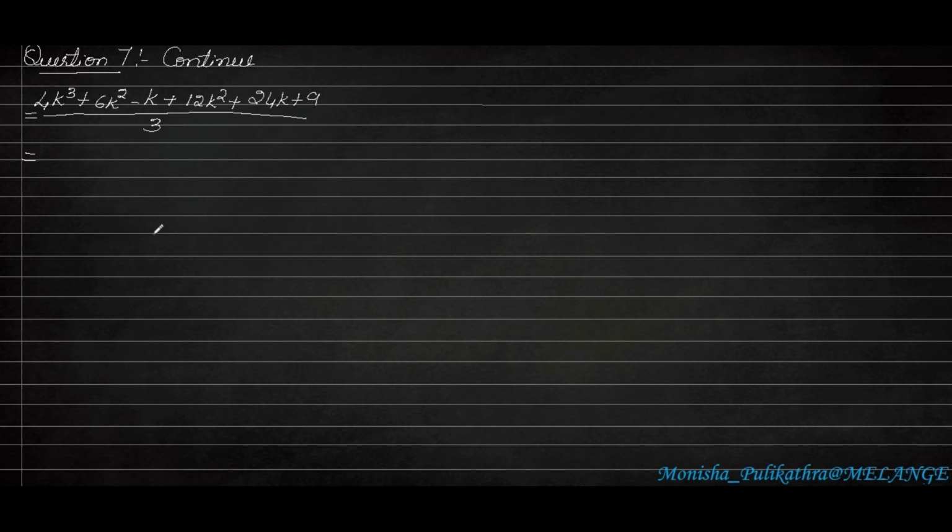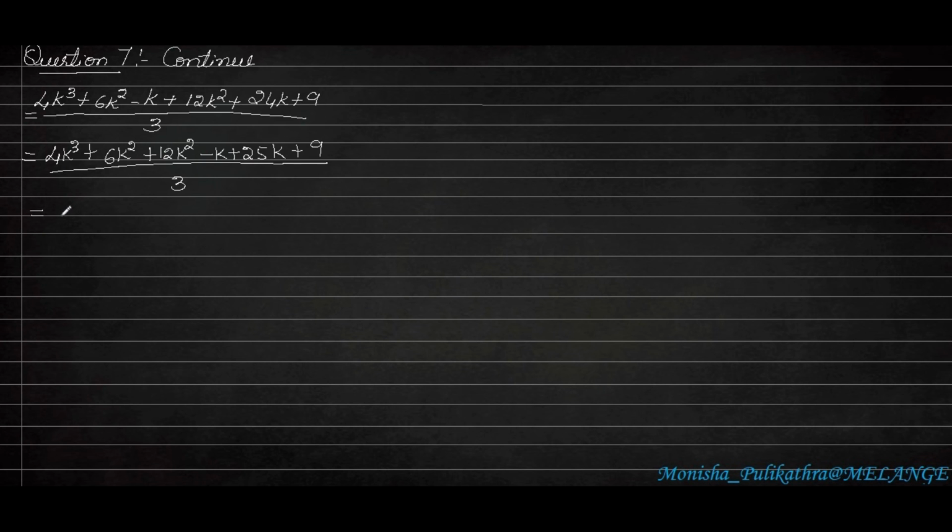Let us continue the 7th question. So here, this is the line which we stopped in the last slide. 4k cube plus 6k square minus k plus 12k square plus 24k plus 9, whole divided by 3. So now I will be arranging it according to its exponent. So here 6k square is there. So 6k square plus 12k square, I will be arranging it according to the exponent. Next minus k plus 25k plus 9, whole divided by 3.